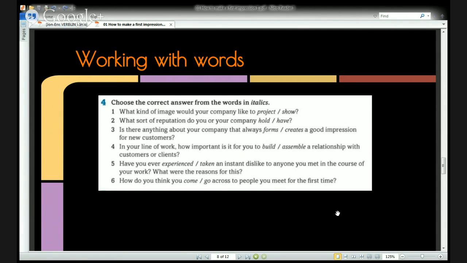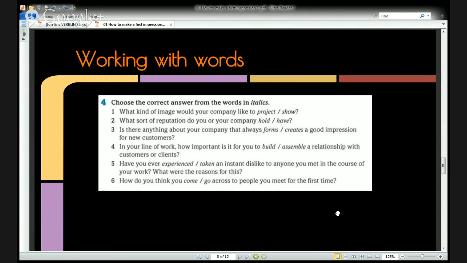All right, Francesco, number 2. Choose the correct word in italics. What sort of reputation do you or your company have? Have, not hold. Good. By the way, repeat this word. Reputation. Right. Remember, it's not reputation, but reputation. Okay, thank you. There's always an E before a U when it's in the middle of a word. Reputation. Okay, good. And it's have, not hold. We'll see hold. There are no examples with hold here, but I'll give you an example later. Okay, let's keep going down the list.